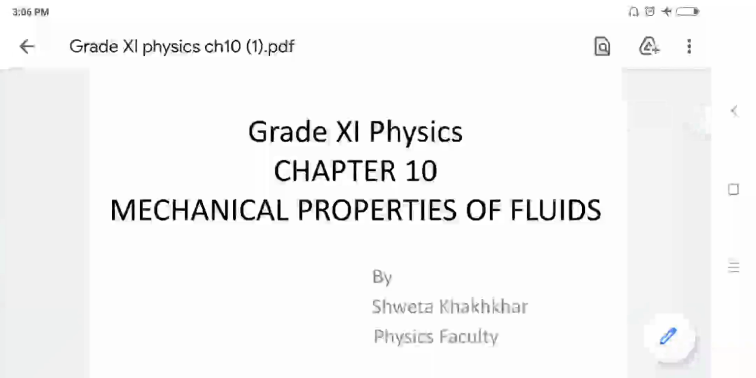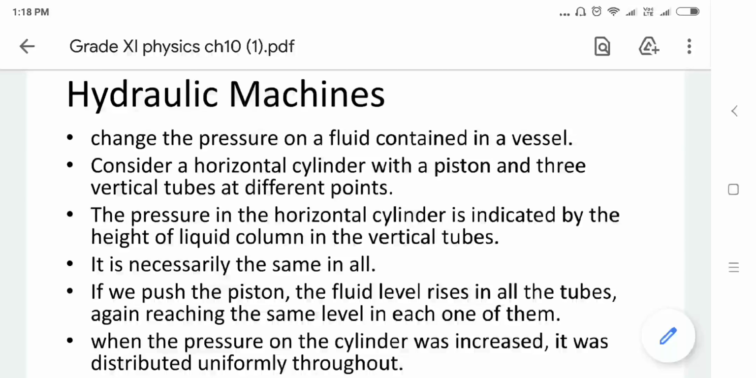Hello students, let us start our new session of chapter 10, Mechanical Properties of Fluids. Now let us understand how hydraulic machines work. Hydraulic machines work based on the principle of change in pressure on a fluid.